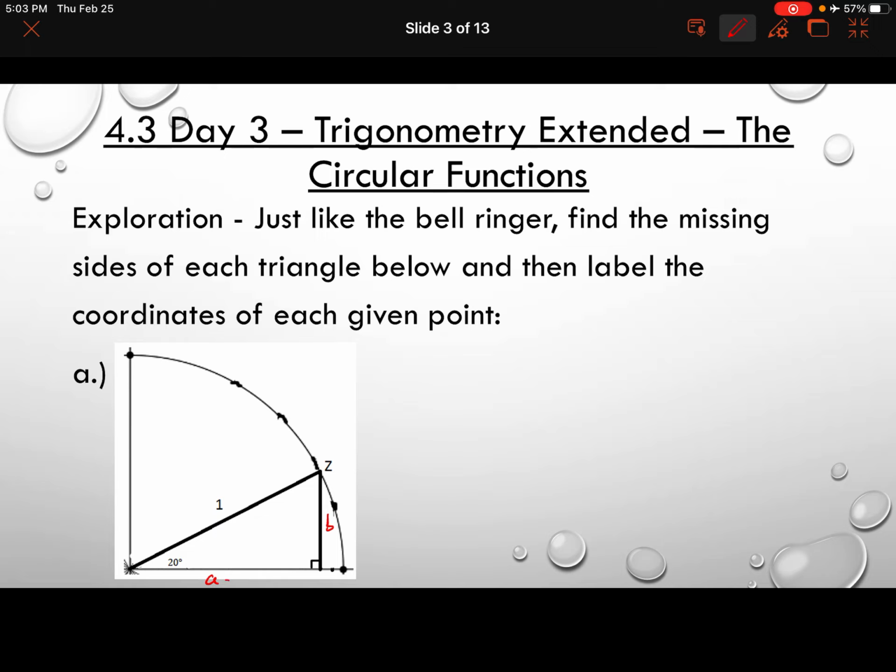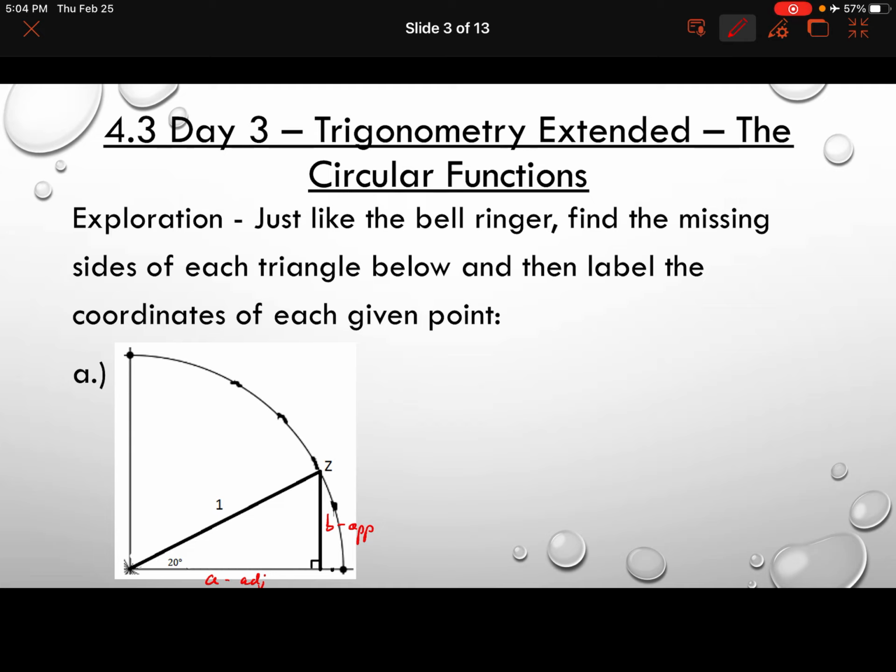We will label A as the adjacent side because that is the side next to 20 degrees. So that means B must be the opposite side. Once again, we have to use trig to solve for the missing sides of this triangle because this is not a special right triangle. If it was a special right triangle, we can just use those ratios that we've learned about. But since it is not a special right triangle, we have to use trig to do so. So let us solve for the opposite side first.